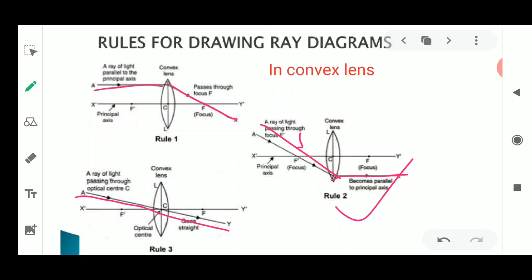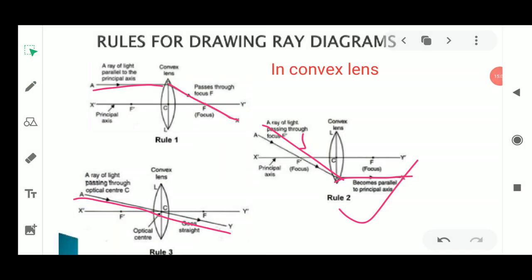The image will be formed at the various positions of the object which is placed on the side of the convex lens. So we'll just see the positions of these objects which are placed in front of the lens.